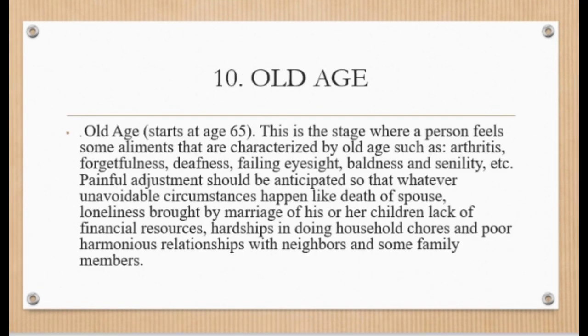Number 10, old age. Old age starts at age 65. This is the stage where a person feels some elements that are characterized by old age, such as arthritis, forgetfulness, deafness, failing eyesight, baldness, senility, and so on. Painful adjustments should be anticipated so that whatever unavoidable circumstances happen, like death of a spouse, loneliness brought by marriage of his or her children, lack of financial resources, hardships in doing household chores, and poor harmonious relationships with neighbors and some family members.